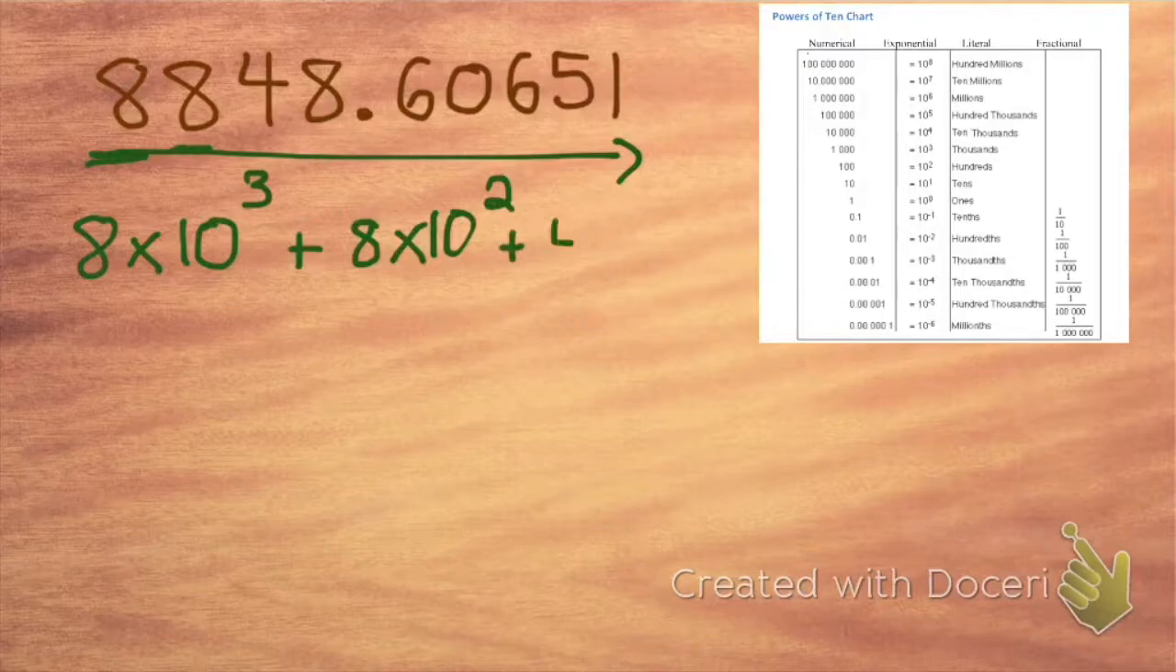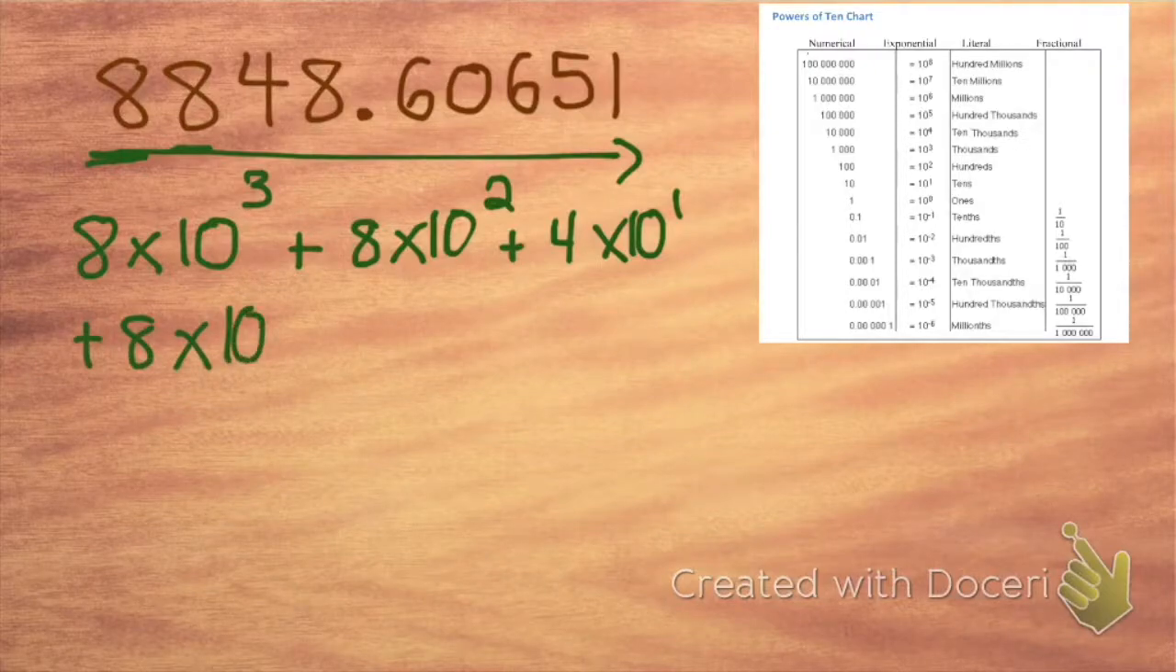Next number, plus 4 times 10 to the power of 1, because 4 is in the tens column, and tens means 10 to the power of 1. Plus 8 times 10 to the power of 0, because this is in the ones column, and anything to the power of 0 is 1. And that's it for the left side of the decimal.